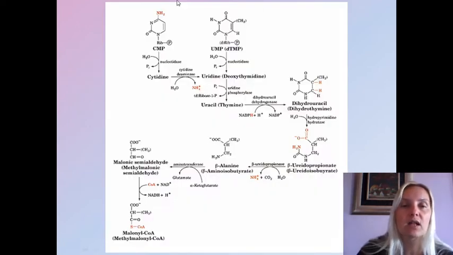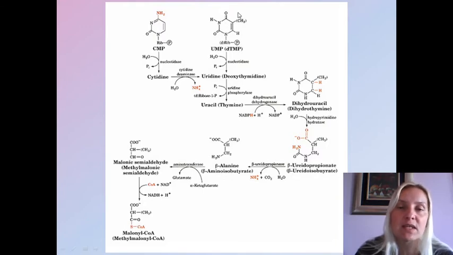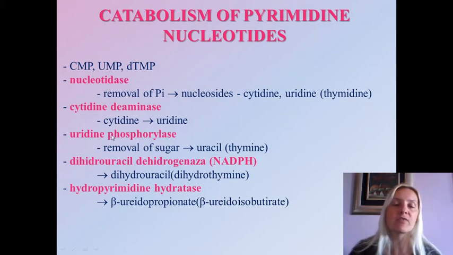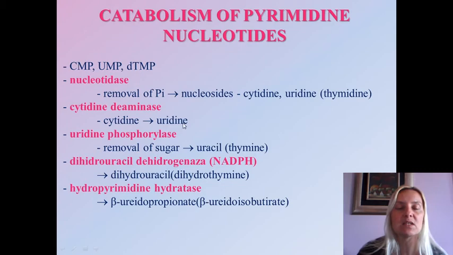So we can take a look at this. So here we have cytidine monophosphate, uridine monophosphate, and here in brackets, if we have a methyl group, here we have deoxythymidine monophosphate. So upon the action of nucleotidases, we get cytidine, uridine, or deoxythymidine. In the next step, cytidine has to be converted to uridine in order to be subjected to further degradation by cytidine deaminase. So this is the enzyme number 2 involved in such a catabolism. So cytidine is converted or deaminated to uridine.